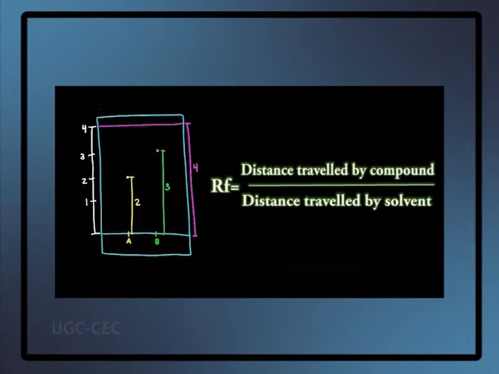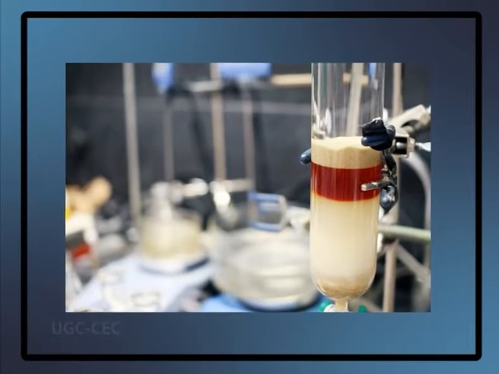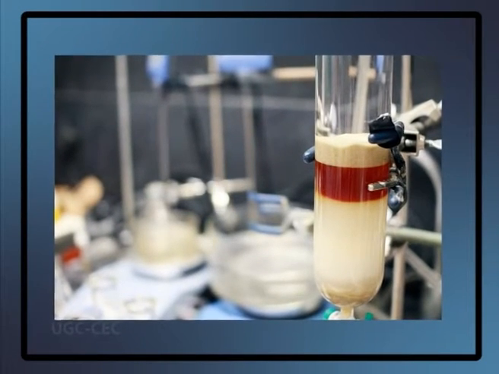The retention factor or RF is defined as the distance traveled by the compound divided by the distance traveled by the solvent. C2. Columnar or column chromatography. Column chromatography is one of the most useful methods for the separation and purification of both solids and liquids.